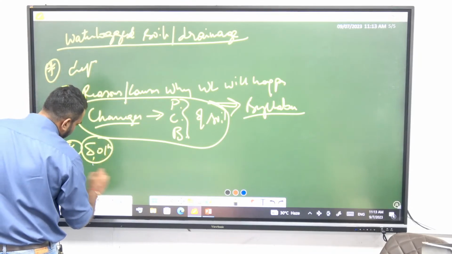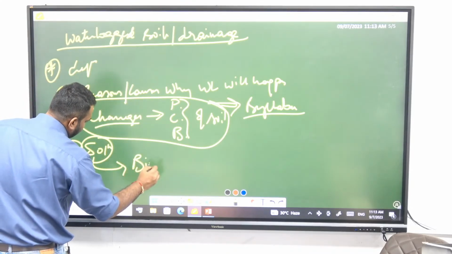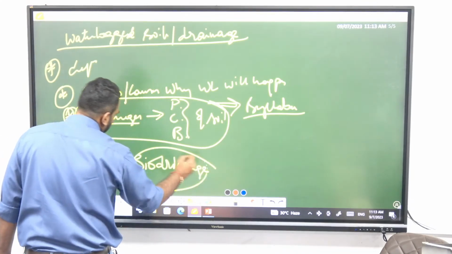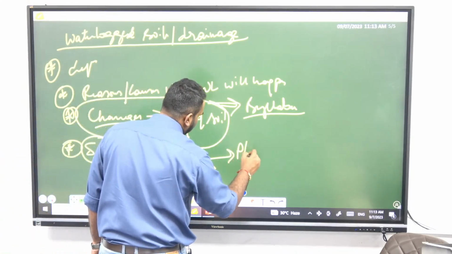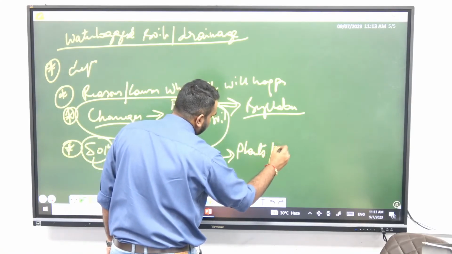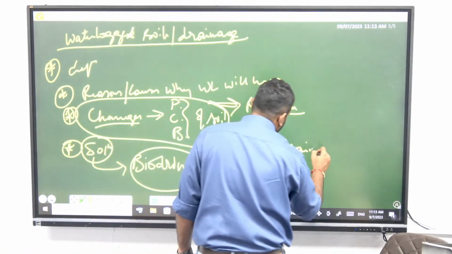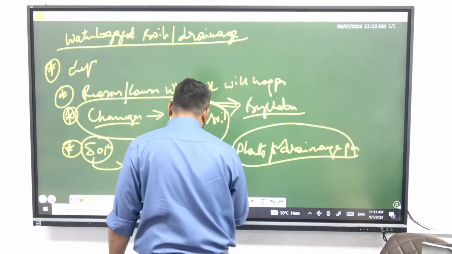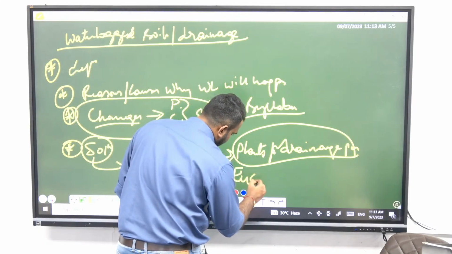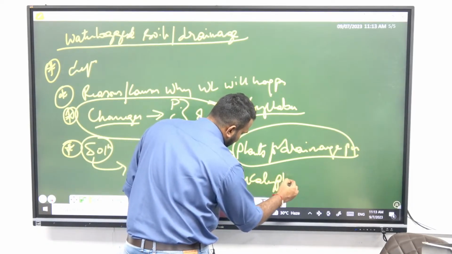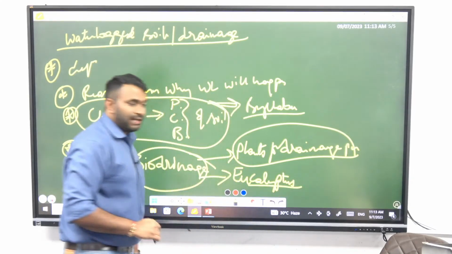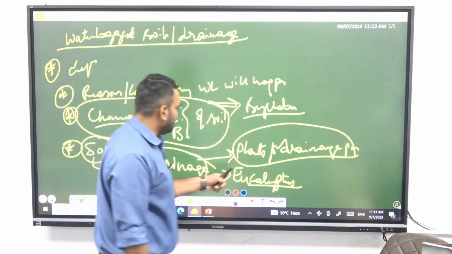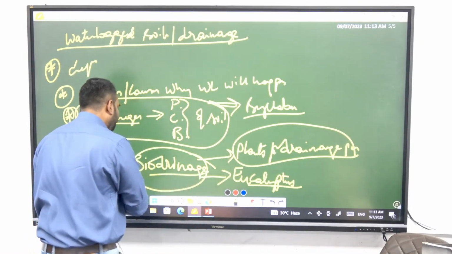Under this solution, again the specific important topic is biodrainage. Biodrainage is the utilization of plants for drainage purposes. For example, one example I can give here is eucalyptus. It is one of the water intensive plants which take up water from the deeper layers of the soil. So that's why it is important for biodrainage.